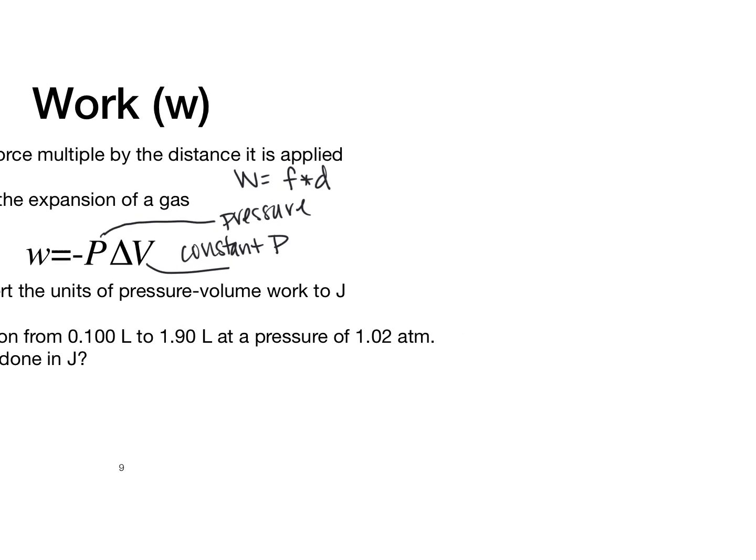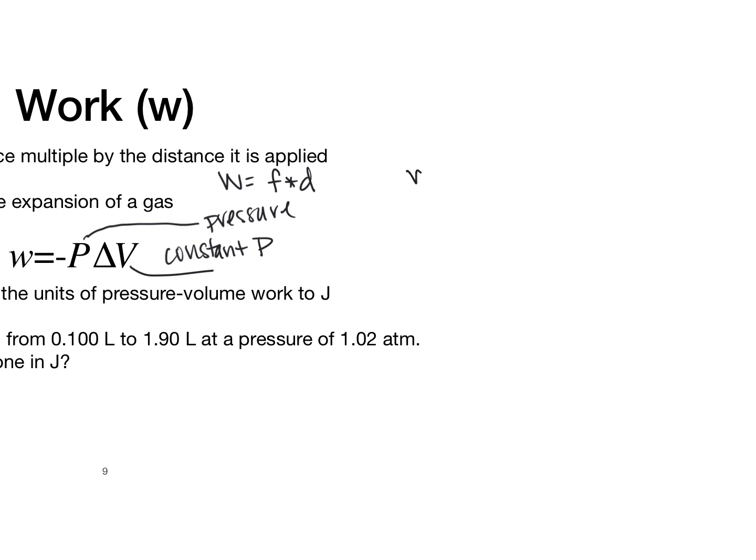So if we have work equals negative P delta V, the units here are going to be atmospheres multiplied by liters. Work needs to have a unit of joules. So if you remember back to the ideal gas constant, we need to use a conversion factor, and we need to figure out how to go from joules to liter atmospheres.